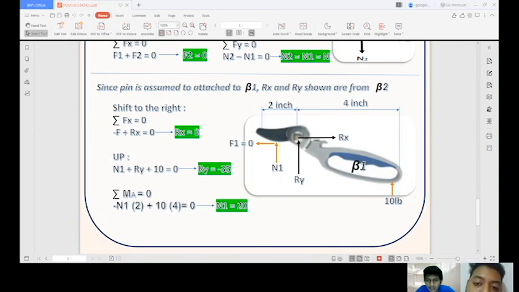So we are applying 10 pounds of force. With that, when we shift to the right, the total Fx equals 0. So we can conclude that Rx equals 0 from that equation. And when the force is up, N1 plus Ry minus 10 equals 0. From there, we conclude that the second equation is Ry equals negative 35. And the total moment equals 0, which is negative N1 times 2 plus 10 times 4, so we get the third equation, N1 equals 20.